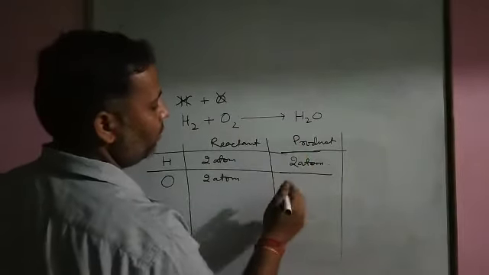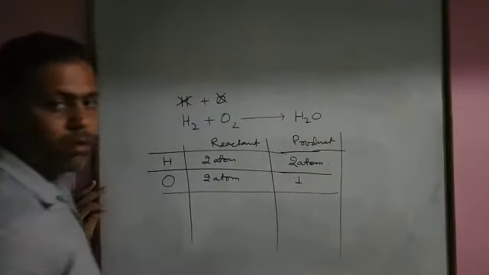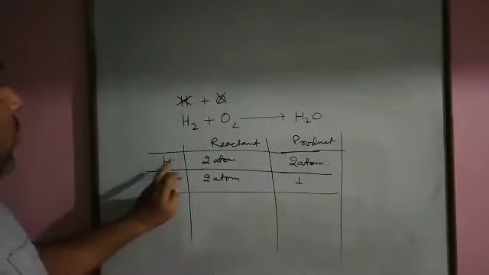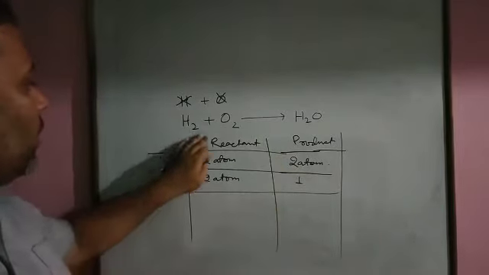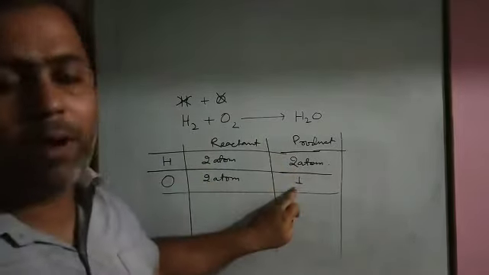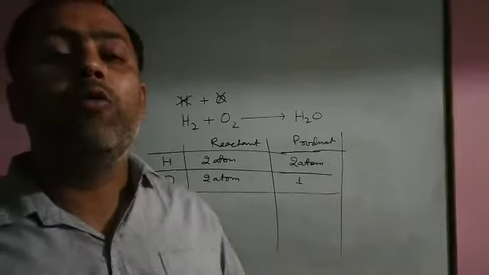You see here, oxygen is, what do you see here? 1. It means hydrogen in reactant is 2, in product is 2. It is balanced. Oxygen in reactant is 2 and in product is 1. Clear? It means oxygen is not balanced. Then how to balance it?